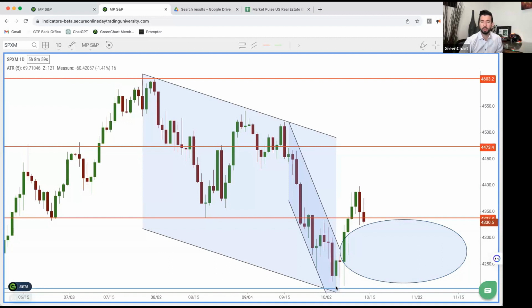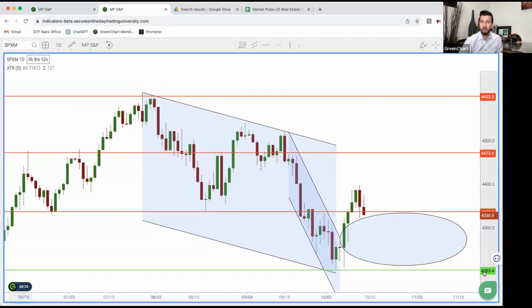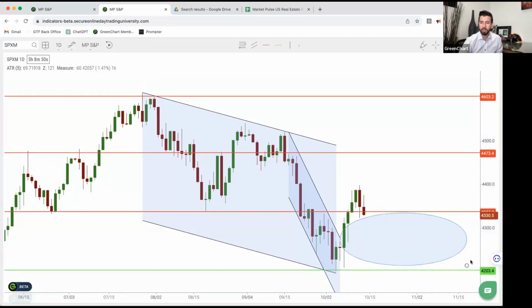So last week, we were right here, looking at this support level of 4,200. We drew in our non-linear support and resistance. We had this really sharp trend.